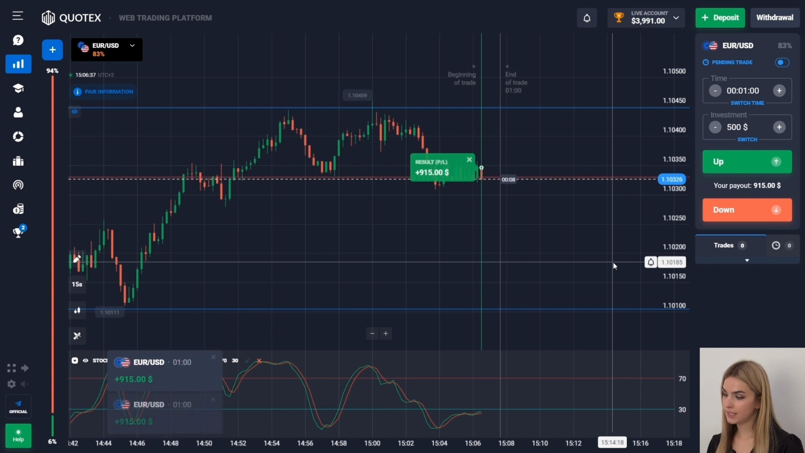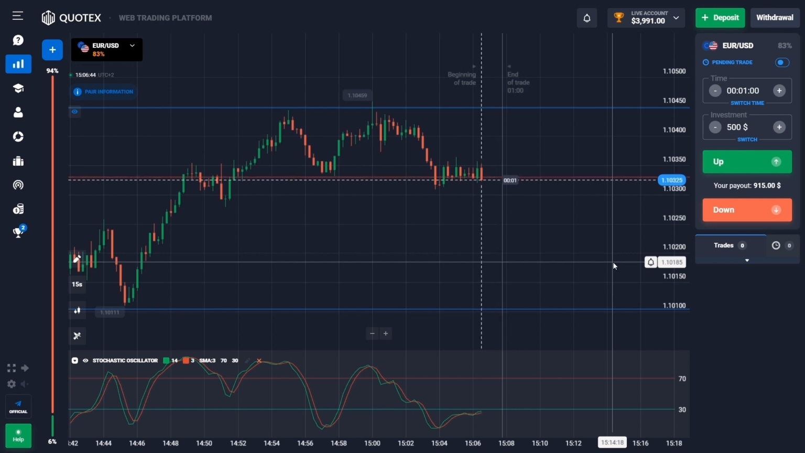So we see that the price, although it didn't show a big increase, this movement was enough for us to make a successful deal.